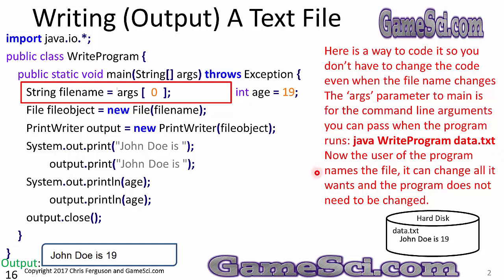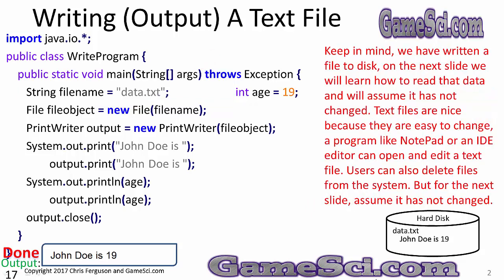Now the user of the program names the file, and it can change all it wants, and the program doesn't have to be changed or recompiled or rerun. You let the user pass the file name that you want to open. There you have it. That's writing output to a text file.